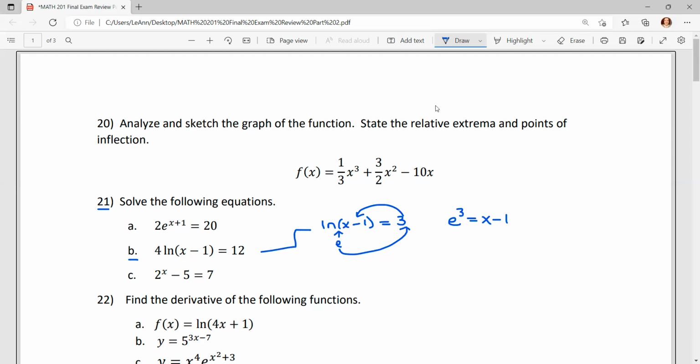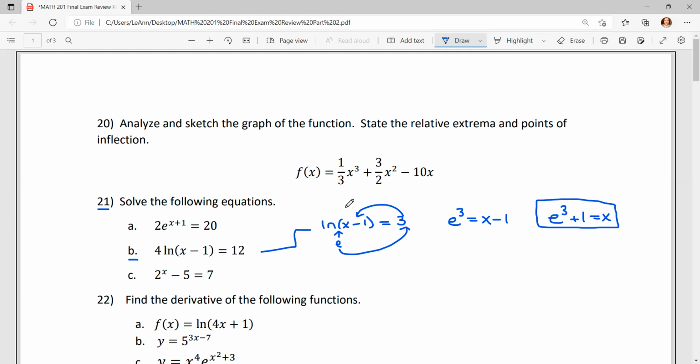The final step to solve for x, now that it's no longer in the natural log, is to add the 1 to the other side. So e to the third plus 1 equals x. There is our solution in an exact form. Now, if it did say on the directions, which it doesn't, if it said round, you could use your calculator for that part. But it says just solve, so that means usually exact form.